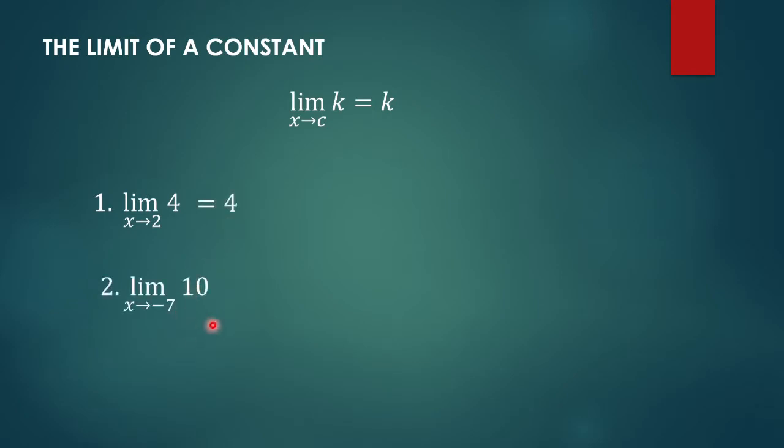Let's say the limit of 10 as x approaches negative 7. The answer here is 10. The limit of 2.15 as x approaches 5 is 2.15.